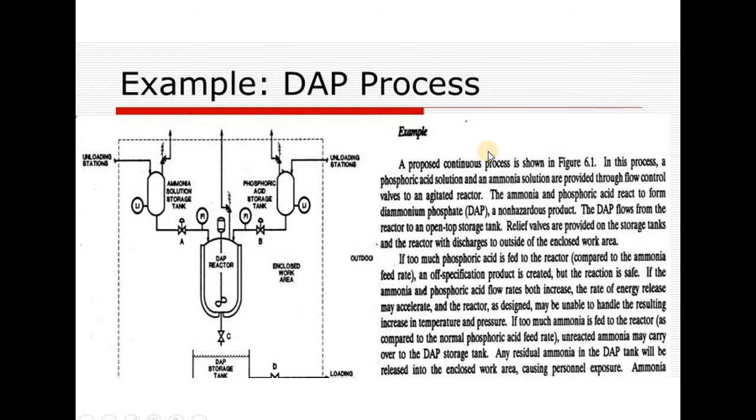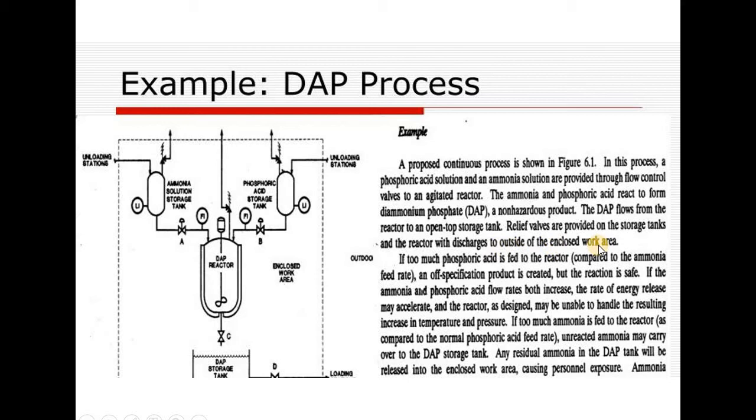Let's take an example just to get the idea. So what do we have here? We have a reactor, where ammonia and phosphoric acid react to form diammonium phosphate, DAP, a non-hazardous product. The DAP flows from the reactor to an open storage tank, so this is the storage tank. The relief valves are provided on the storage tank.